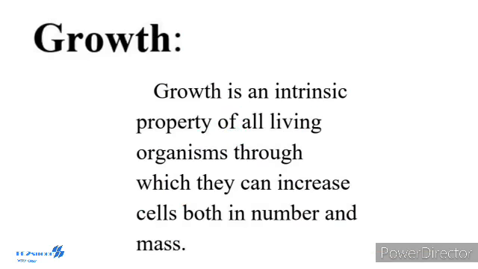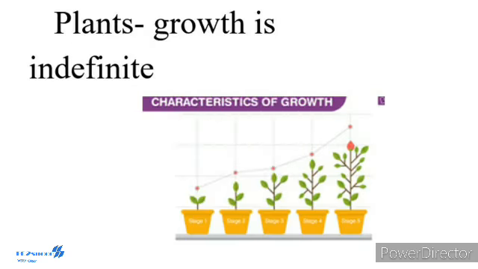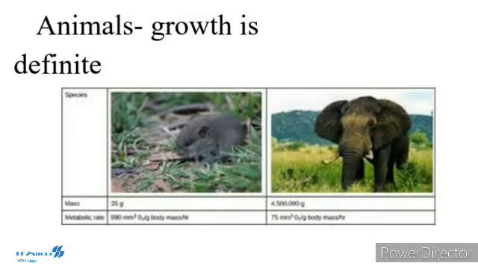Number 1, growth. Growth is an intrinsic property of all living organisms through which they can increase cells both in number and mass. Unicellular and multicellular organisms grow by cell division. In plants, growth is indefinite and occurs throughout their life. In animals, growth is definite and occurs for some period. However, cell division occurs in living organisms to repair and replace the worn out tissue.